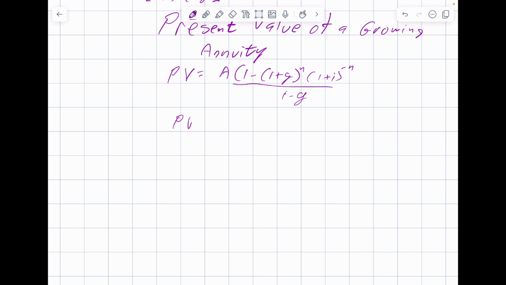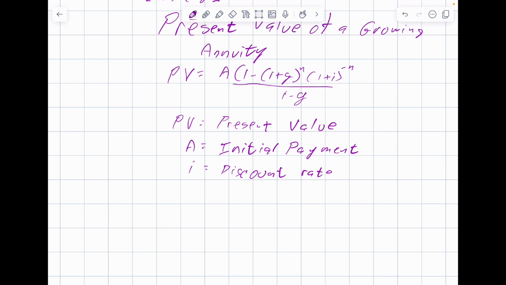where PV equals the present value, A equals the initial payment, I equals the discount rate, N is the number of payments, and G is your growth rate.